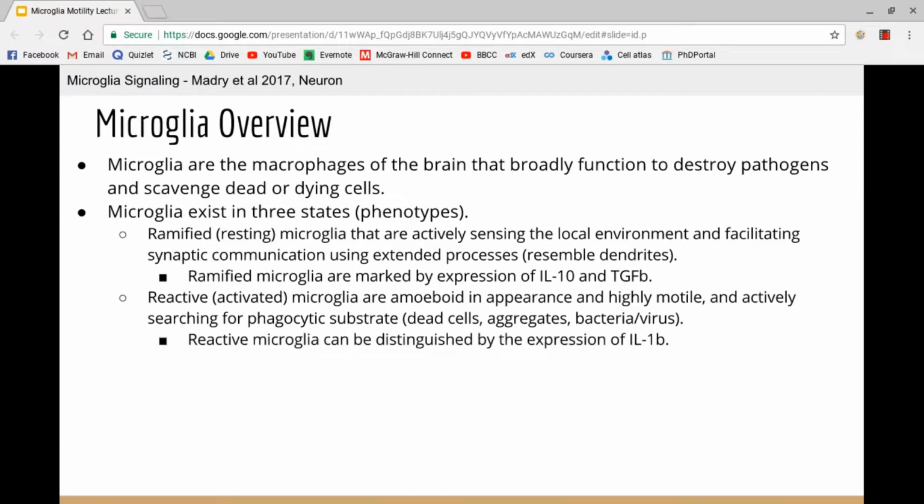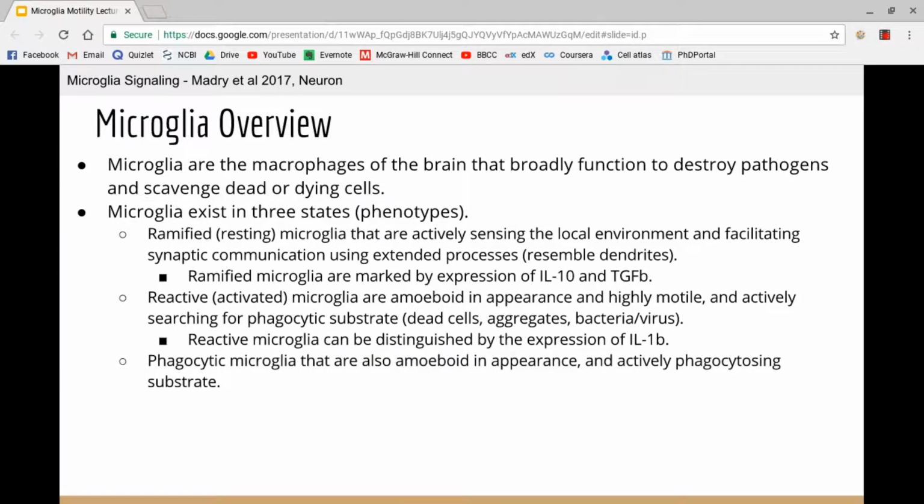Reactive microglia are distinguished by the expression of IL-1 beta, and I have a slide coming up on IL-1 beta. But in general, we can say that IL-1 beta is the most classic marker of inflammation, alongside TNF-alpha, tumor necrosis factor alpha. So these are the antibodies that you would probably use if you want to look for reactive microglia in the brain.